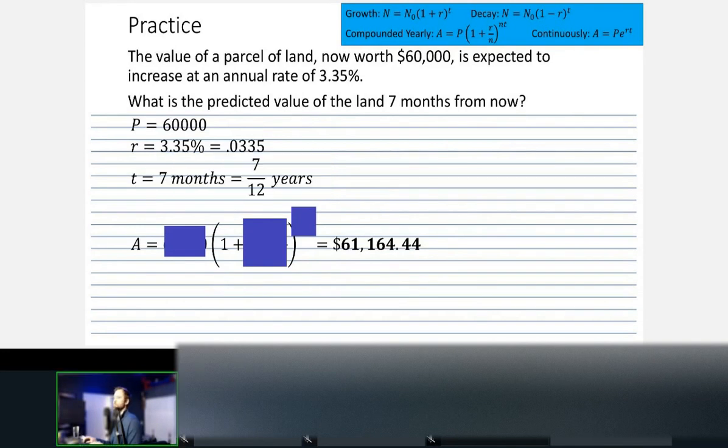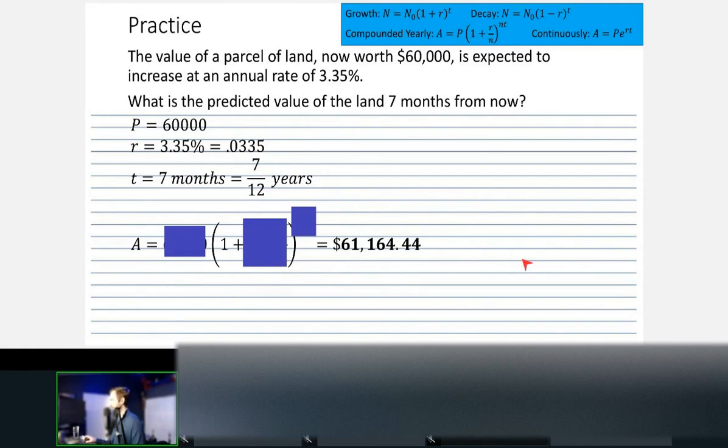Trying to make sense of what my work is. So it's 7 months. Here's the thing with the 7 months. Remember, the financing equations here, compounded yearly or continuously, are all based off per year. So the T is a year, and because it talks about 7 months, we have to write it in terms of months. So you have 7 out of 12 months. Remember, 12 months in a year. That's why it's 7 over 12.